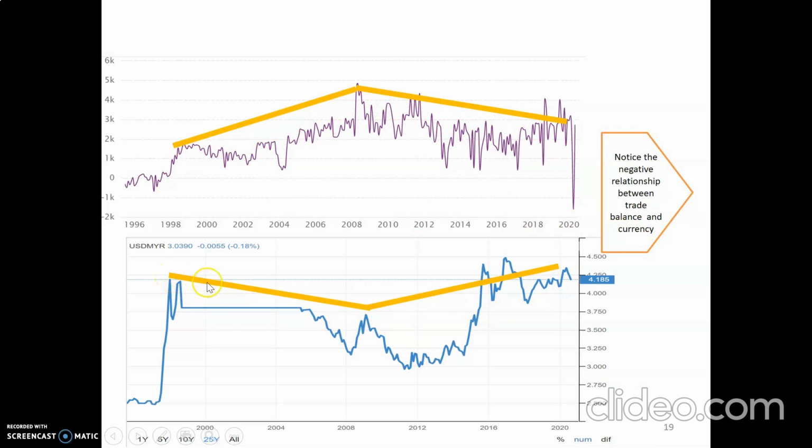If the trade balance is decreasing, the currency will increase, meaning that if the nation's economy is not doing so well, the citizens of a nation will pay more for a US dollar than the year before. But if the nation's economy is doing well, the currency will also be stronger. Do not be afraid of this slope. The slope here means that you will pay less for a US dollar. This one you will pay more for a US dollar. You will always want to pay less for a foreign item.